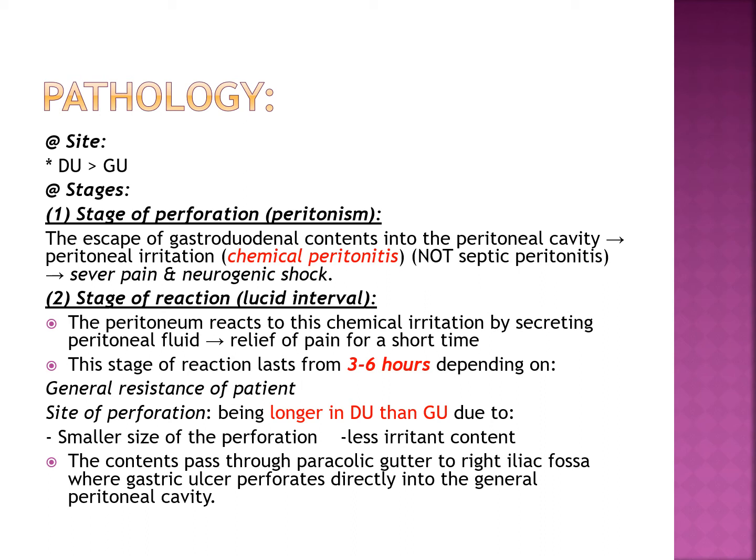But the gastric content is usually more acidic and more irritant, and gastric ulcers are usually bigger than duodenal ulcers, with subsequent escape of more acidic irritant material into the peritoneum. Sometimes the content may pass through the paracolic gutter to the right iliac fossa, whereas a gastric ulcer perforates directly into the general peritoneal cavity.